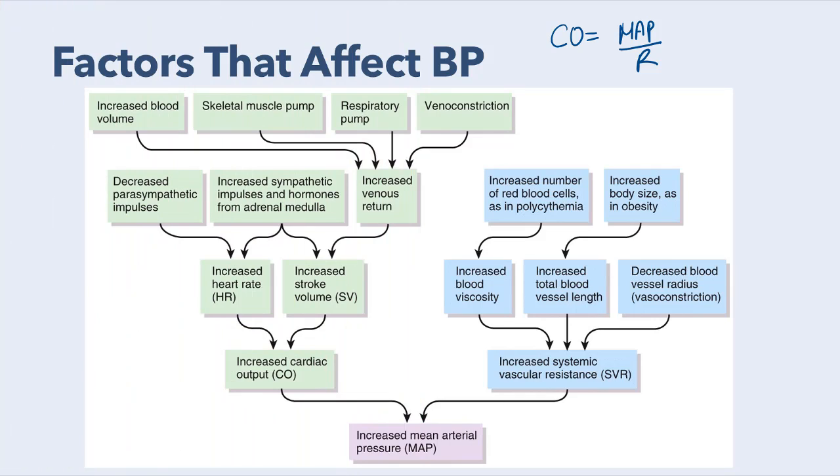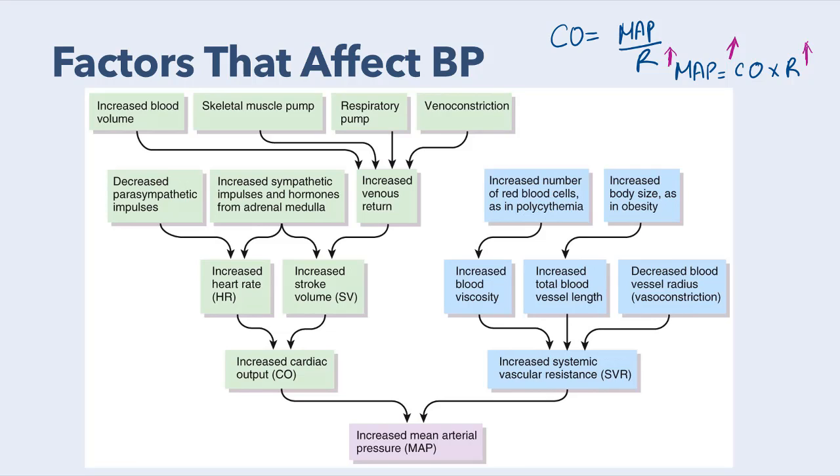So if I were to rearrange this specific equation that we saw in the previous video, I can write MAP equals cardiac output times resistance. And if we look at this type of equation, you can note that whatever affects cardiac output, whatever causes it to go up, will also influence mean arterial pressure to go up. There's a direct relationship. And whatever causes the resistance to go up is going to do the same thing to mean arterial pressure. It will influence it to go up as well.